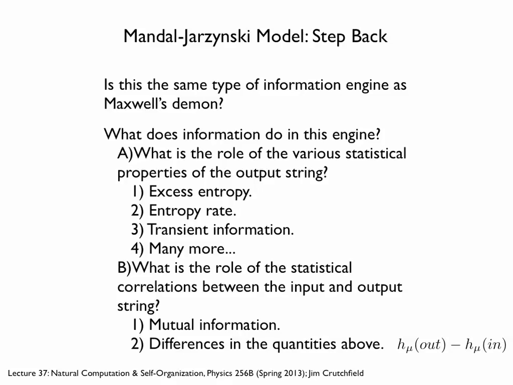But we do have a lot of questions we can ask now that we have a hidden Markov, a transducer model for this system. We can ask what are the roles of various statistical quantities that we've been talking about in this class, like the excess entropy, the entropy rate, as I mentioned, or the transient information. How does that relate to the work done? What are these quantities for the input versus the output string? And treating it more as a transducer, what's the mutual information between the input and output strings? How is that related to the work done? And what are the differences in quantities? How do they relate to the work done?